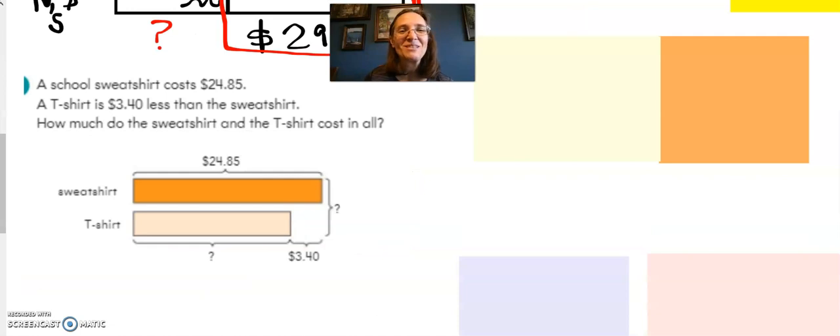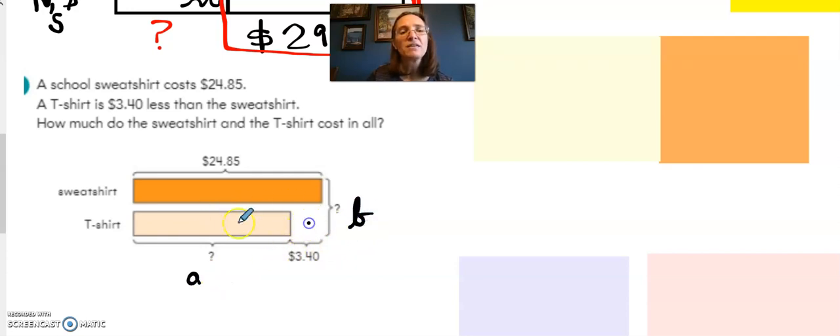So here we are, my friends, with the next problem. And this time, once again, they have drawn the bar models for us, so we just need to read and interpret them. It says that a school sweatshirt costs $24.84. A t-shirt is $3.40 less than the sweatshirt. How much do the sweatshirt and the t-shirt cost in all? Looks like I need to figure out what's the cost of a t-shirt first, and then I'm going to have to figure out both of them together.